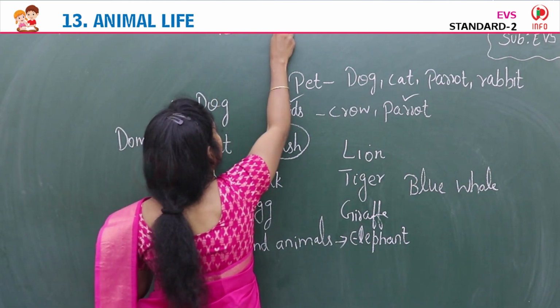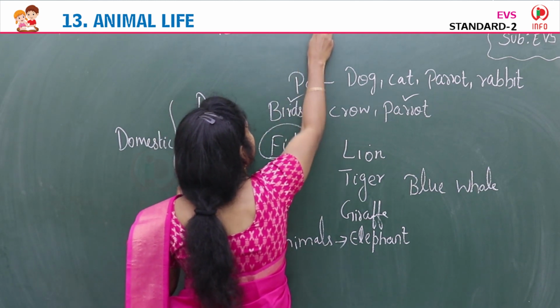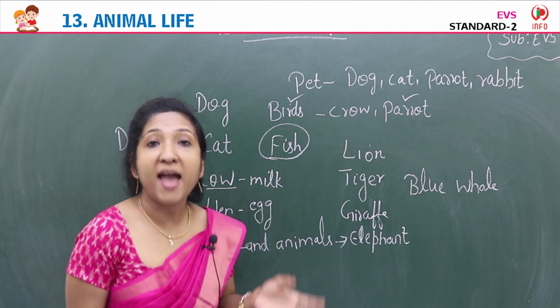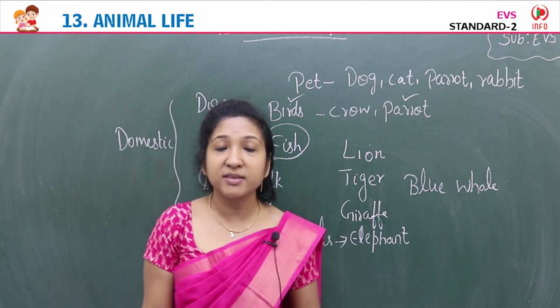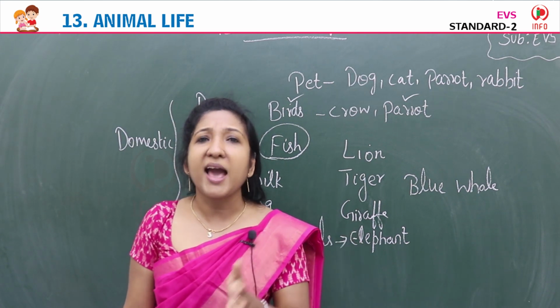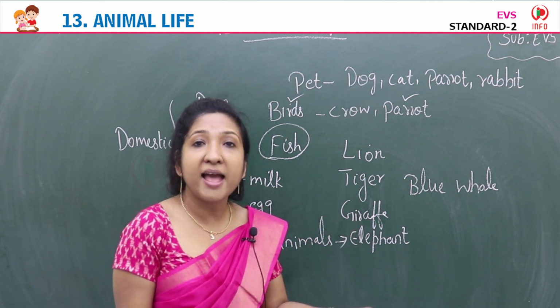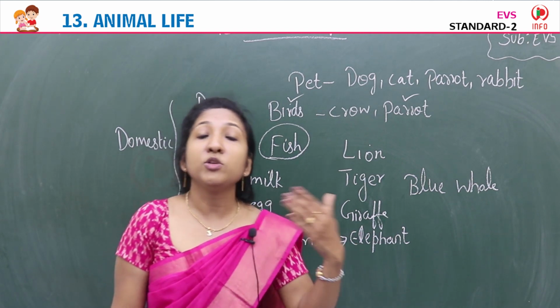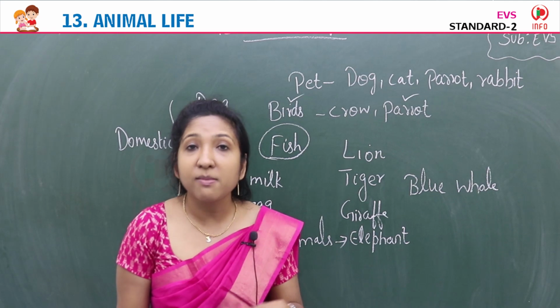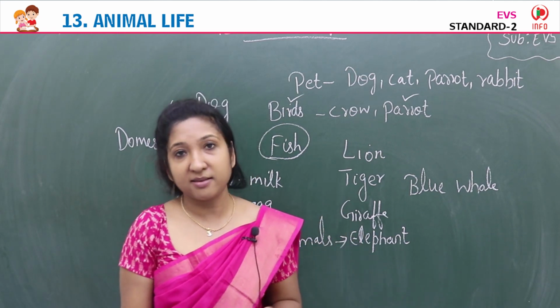Animal life. That is the lesson we are going to learn today. Animal life, life of animals, different kinds of animals around us. So let us learn in detail about the different kinds of animals. Animals on land, in water, both land and water, wild animals, domestic animals, pet animals, etc.